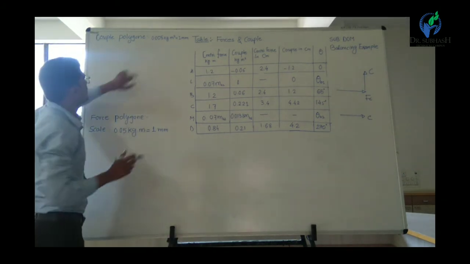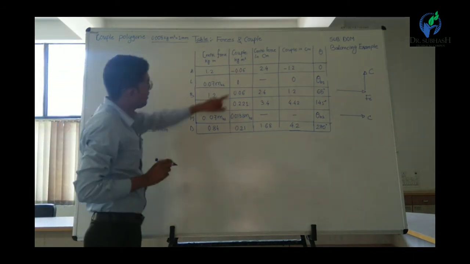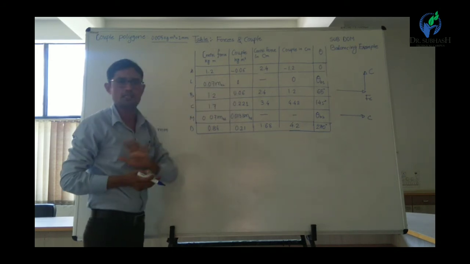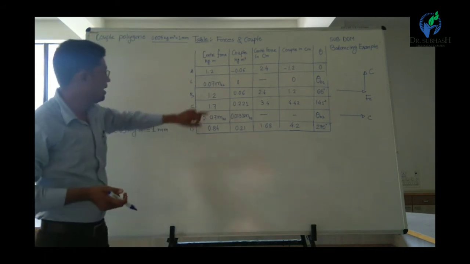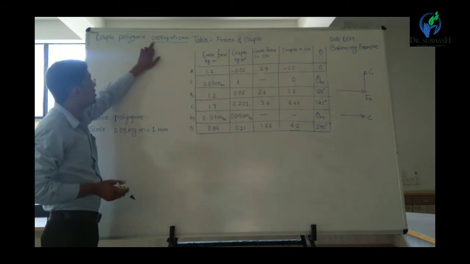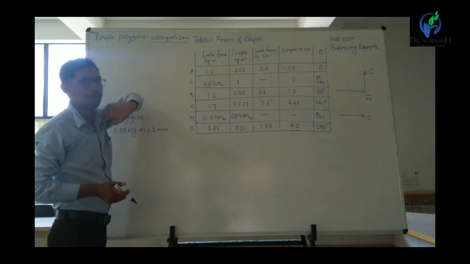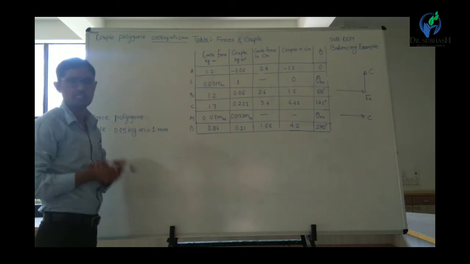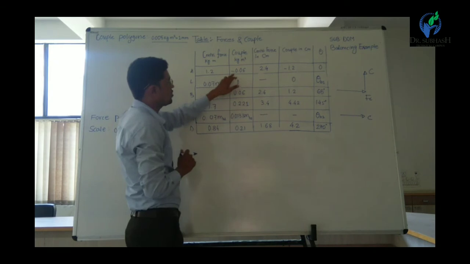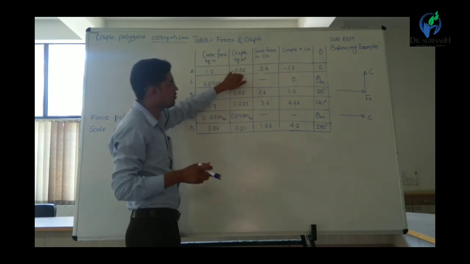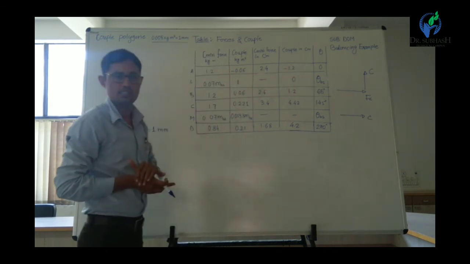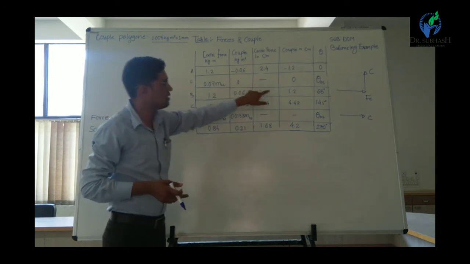So let us consider a scale for the couple polygon. Here the maximum value of couple is 0.221 and the minimum value is 0.06. So we have to select a scale according to the minimum value and maximum value. So let us consider 0.005 kg-meter square is equal to 1 mm. That means 0.05 kg-meter square is equal to 1 cm. Now we can convert the values of couple into centimeters. So 0.06 kg-meter square, if we divide this value by 0.005, then we get -1.2 cm. In the same way, 0.06 in centimeters is 1.2.